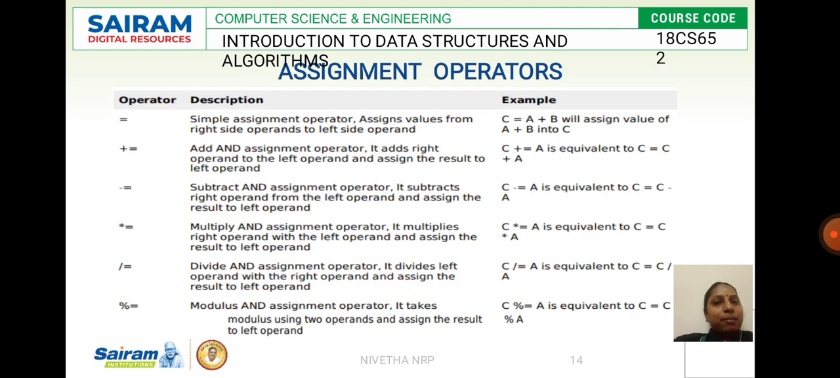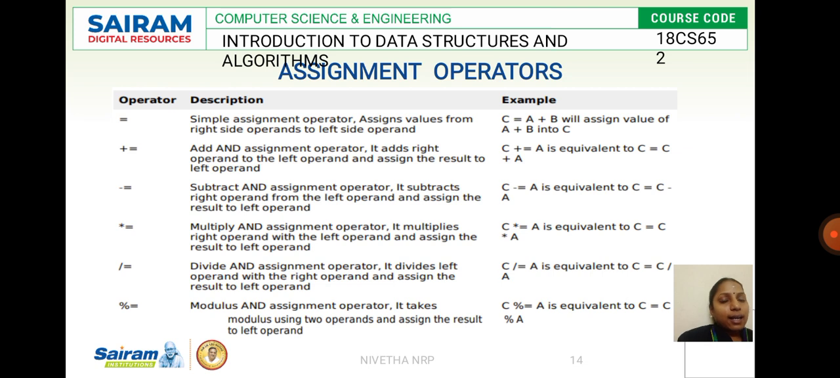Then we have the assignment operator. We use the assignment operator to assign a value to a variable, equal to. So when I give c is equal to 5, I assign the value 5 to c. Here the example given is c is equal to a plus b. What it means here is the values of a and b will be summed up and stored in the variable c. You are assigning the summed up value of a and b to c.